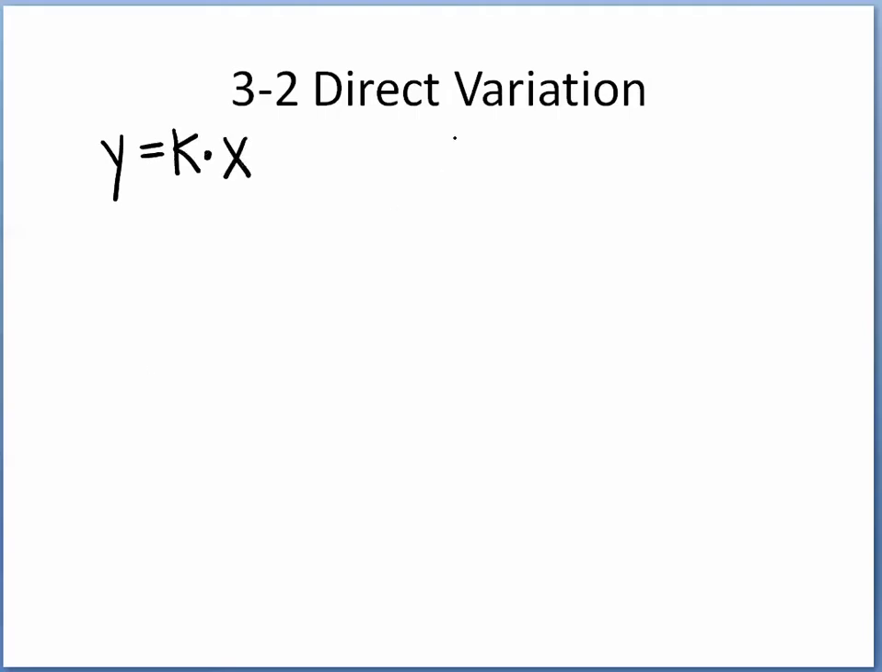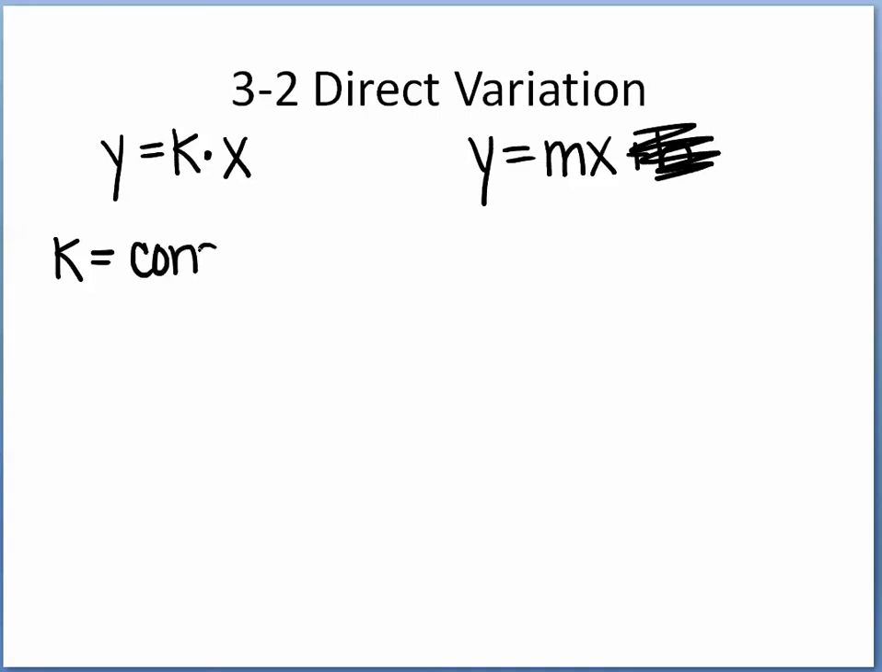This is very similar to what we learned for section 3.3. This is kind of backwards for slope-intercept, which was y equals mx plus b, right? Except we don't have a b, because it's 0, and m is being replaced with a k. K is called the constant of variation.